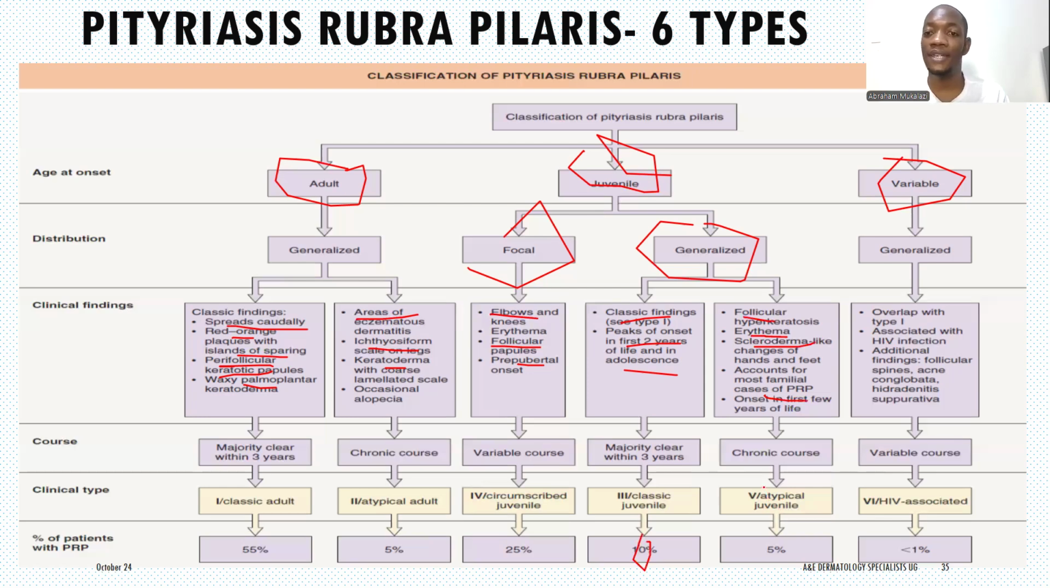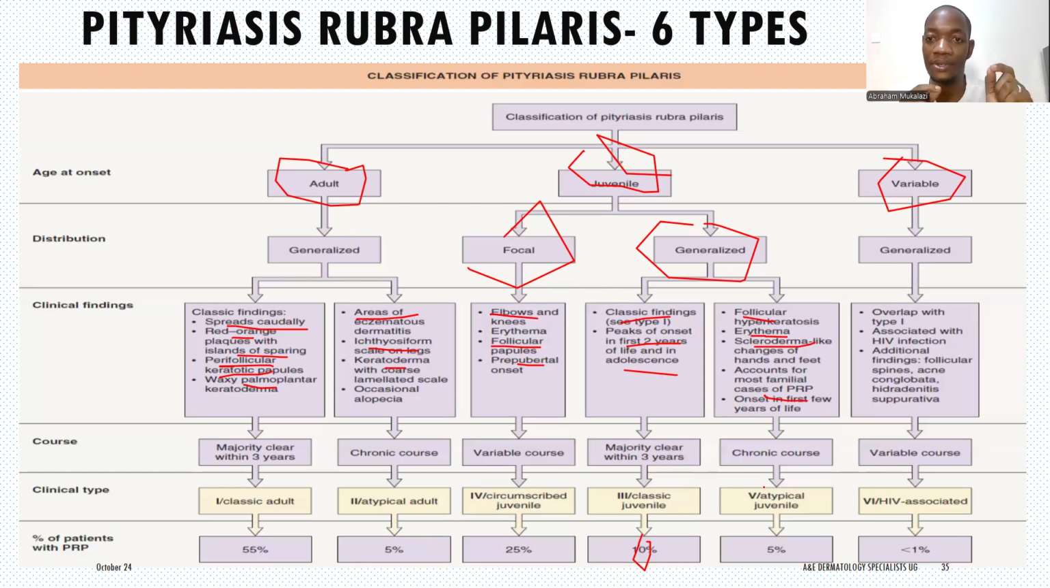Remember, we said that in PRP you have cases that are either acquired or inherited. Under inherited, they can either be autosomal dominant or autosomal recessive. The autosomal dominant type is the one that has been associated with the CARD14 gene mutations, and that's the one that usually presents as the atypical juvenile PRP, or the one we call type 5 PRP. It is rare, contributing about 5% of the cases, but when you see it, you still have to tie in the findings that you see.